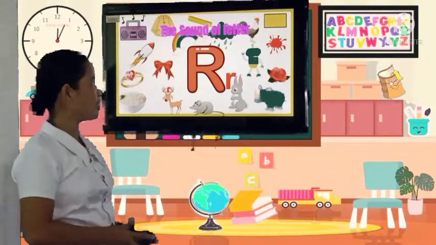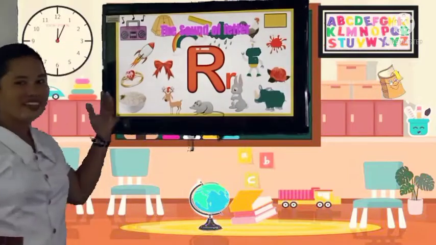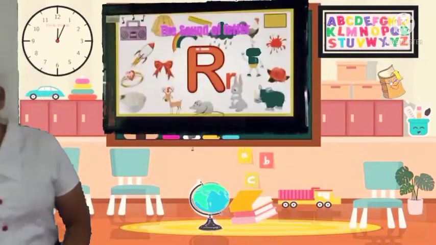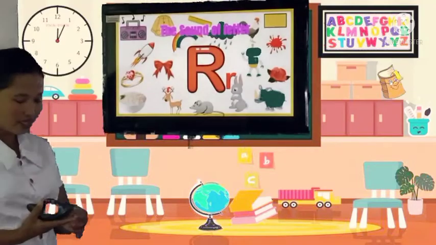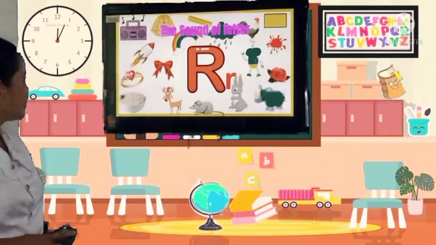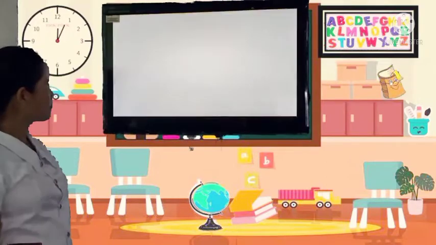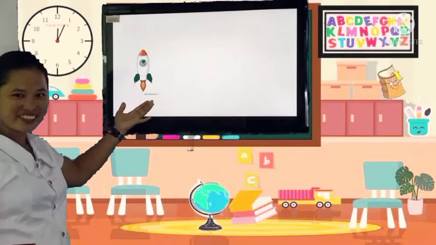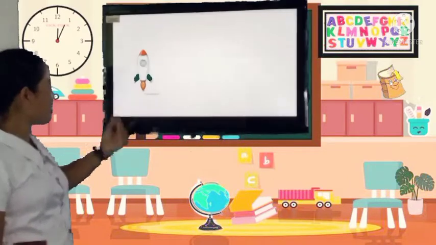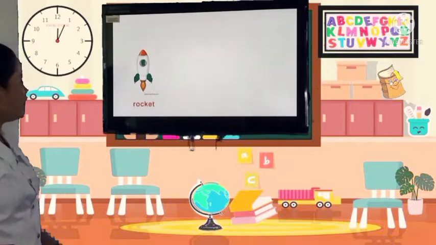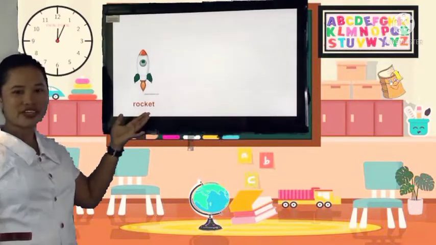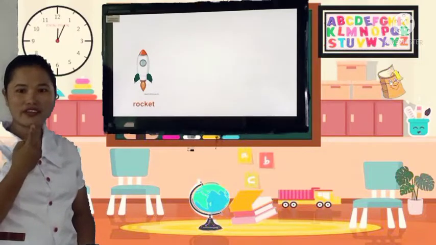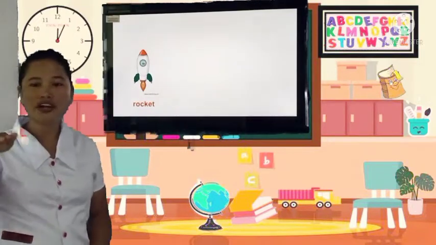Okay, great job. Next I have here some pictures. Let's see some pictures of this. What do you think is this one? Rocket. Yes, it's a rocket. And rocket starts with letter R. Yes, what's the sound of R? R. Yes, it's R.